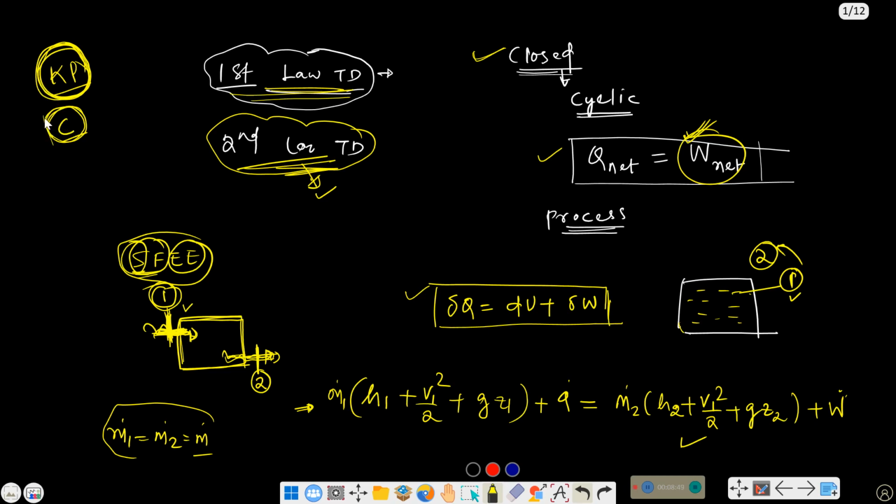And the Clausius statement talks about the transfer of heat from a lower temperature region to a higher temperature region, right? By applying the Clausius statement, we have already discussed the refrigeration system. Similarly, by applying this Kelvin Planck statement, we'll try to learn how a steam power plant works. So let us try to understand this Kelvin Planck statement in detail.